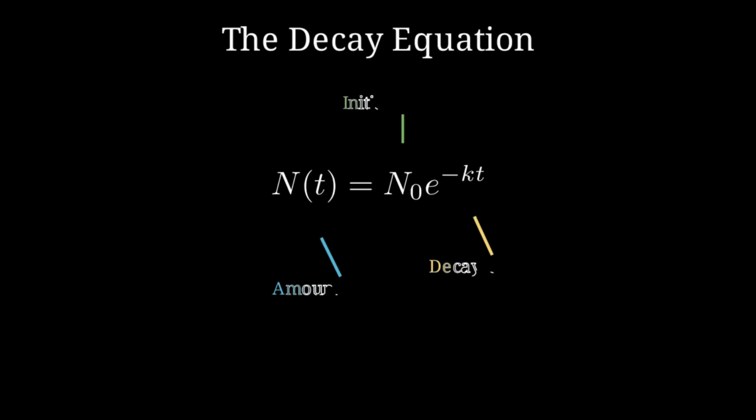This is the primary equation for exponential decay. N0 represents our starting point at time 0. The variable t represents time, and k, the decay constant, is a positive constant that determines how fast the decay occurs. The negative sign is crucial. It ensures that as time increases, the value of the function decreases toward 0, but theoretically never reaches it.